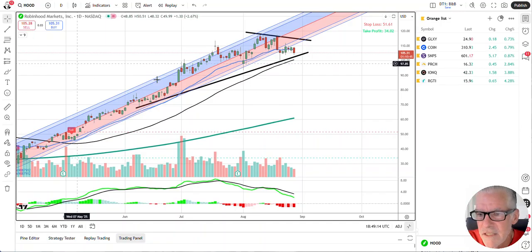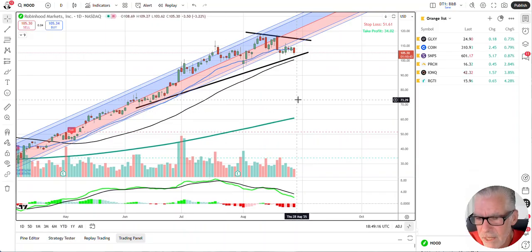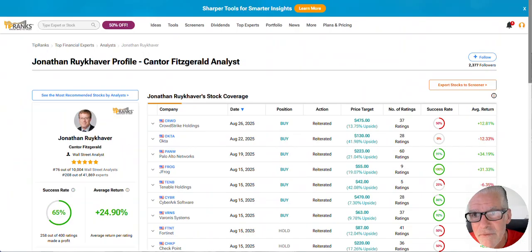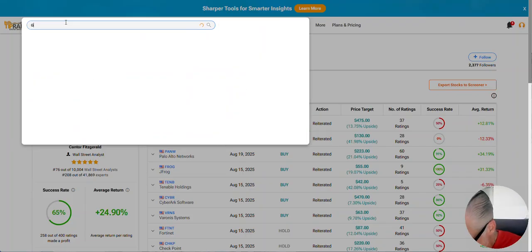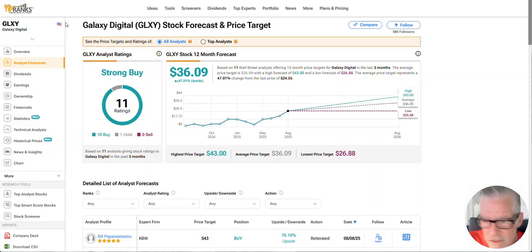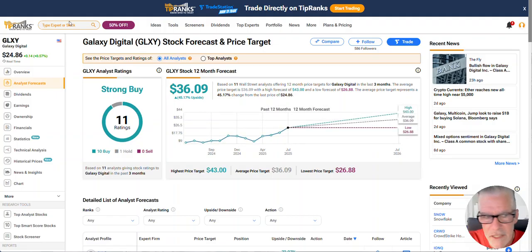Let me show you at least the first step of what I do when I'm making stock selection. Let's take GLXY as an example. Here I need to get another website up over here. You guys have seen this before. This is Tip Ranks, and I use several different tools, but this is one of the tools that I use to give me an initial impression of whether there is good support for this guy moving higher.